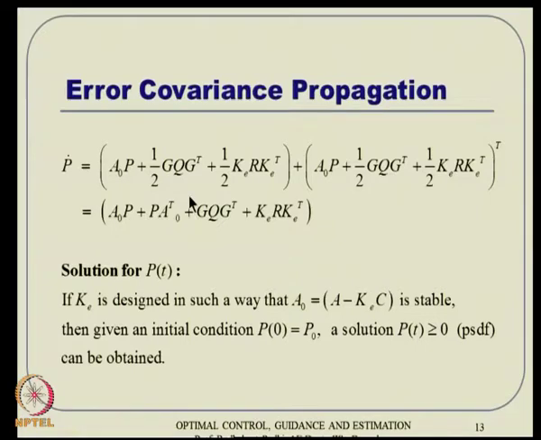All right. Now, we need to find a solution for P. The theorem tells us some standard result, which says that if K is designed in such a way that A naught, which is defined as A minus K, is stable, then given an initial condition for P, which is P of 0 equals P naught, a positive semi-definite solution can always be obtained. That is what the theorem tells.